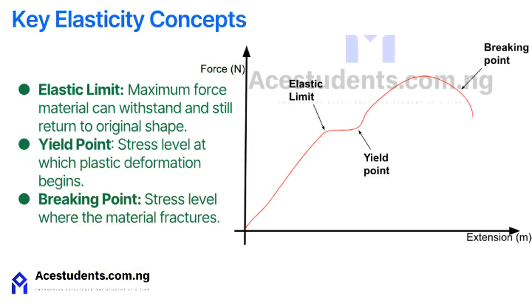Let's look at three important concepts in elasticity. The elastic limit is the maximum force a material can take and still return to its original form. The yield point is where the material starts to change shape permanently. The breaking point is when the material breaks apart due to the applied force.